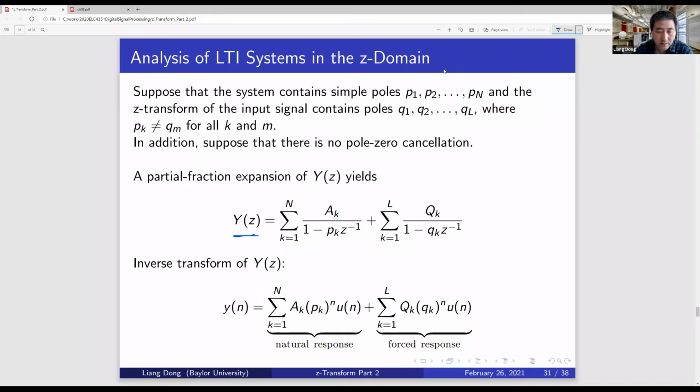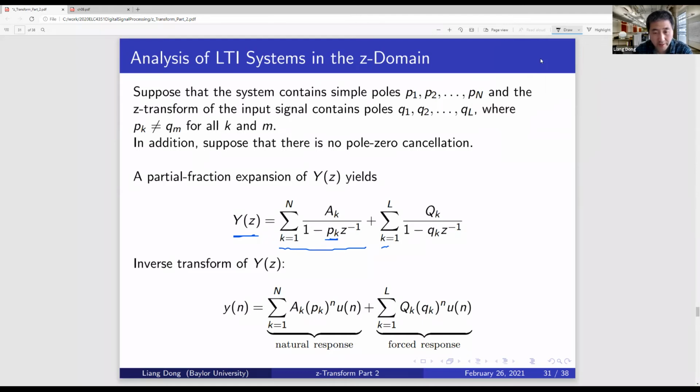So it can be expanded into this expansion. We have a sum with all these distinct poles of p's, so we get a sum like that. And then we have a sum in the second part with the distinct poles q sub k, L poles. Then do the inverse Z transform on Y. So y(n) is here. And then for the inverse Z transform on each term, that's very simple.